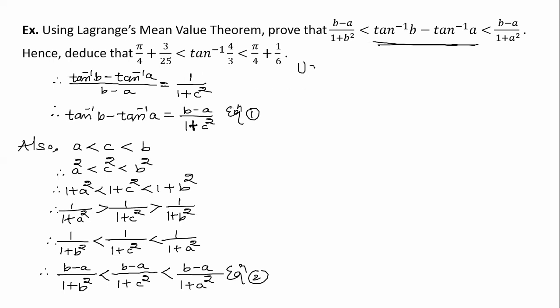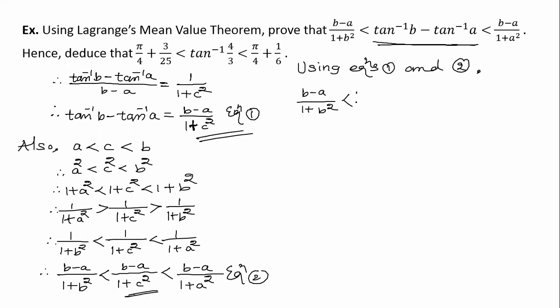So using equations 1 and 2 simultaneously, we can say that b minus a upon 1 plus b square is less than, now see the middle part of equation 2, b minus a upon 1 plus c square, and using equation 1 we can say this is equal to tan inverse of b minus tan inverse of a, and that is less than b minus a upon 1 plus a square. Yes, we have done.